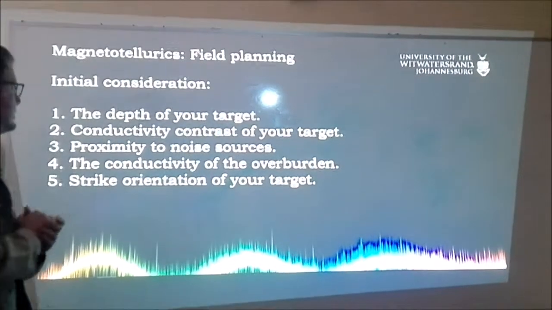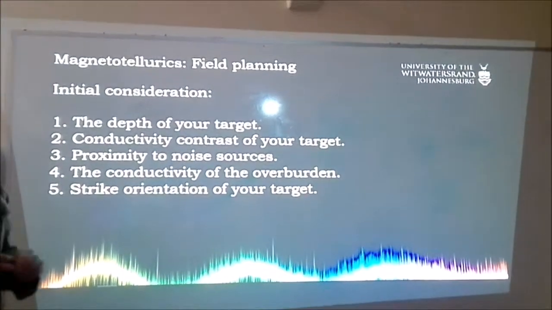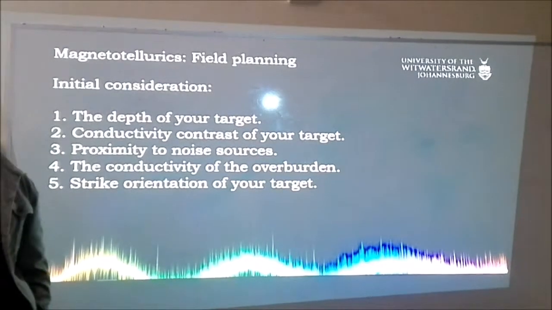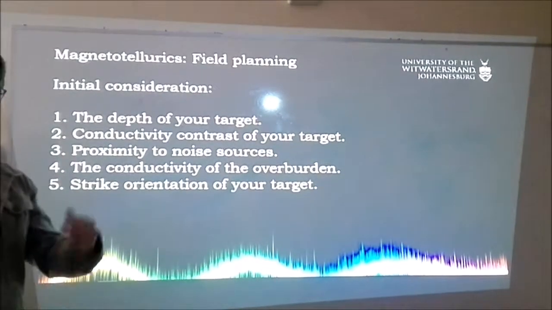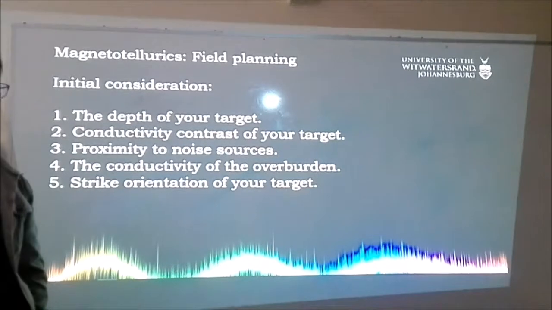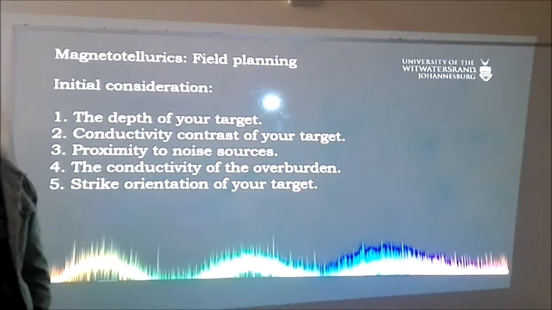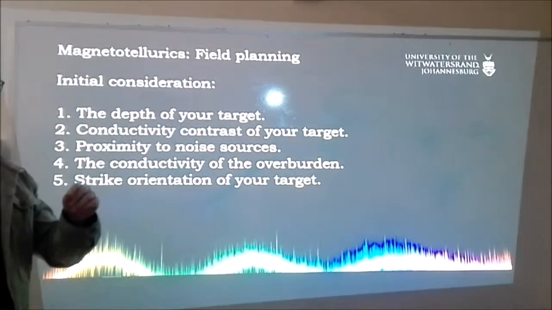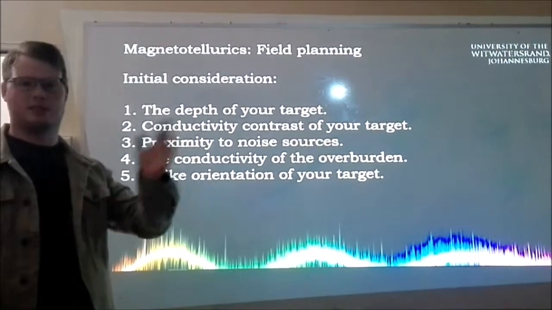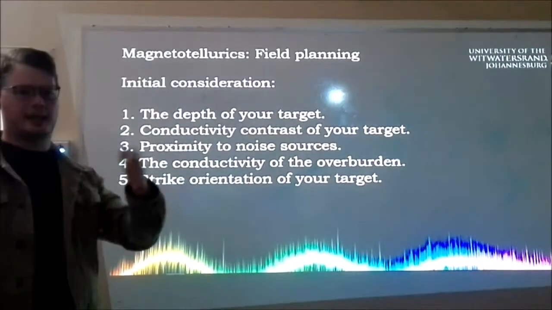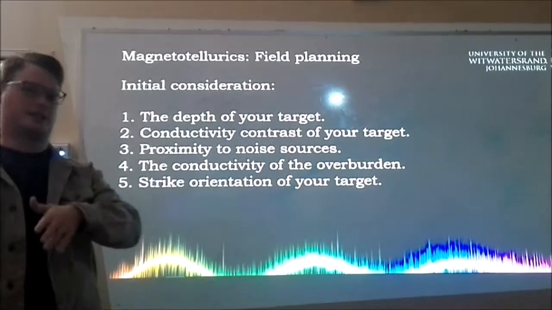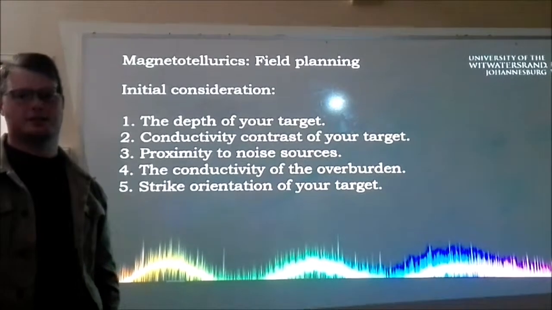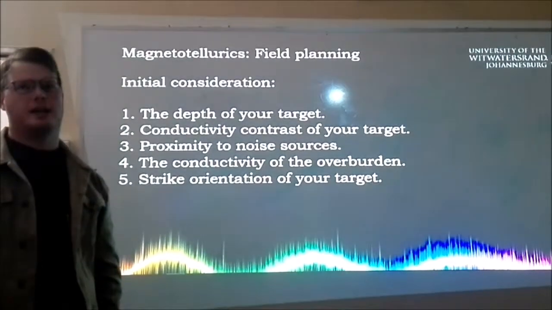Initial considerations: the first thing you have to think about is the depth of your target. This will depend on what type of frequencies, what bands, you'll be using in the MT systems. The second one is the conductivity contrast. Remember I told you in EM we're looking for conductors. Resistors look all the same for EM. They can have 1,000 ohm meters to 10,000 ohm meters and will look the same for EM. So ideally your target has to be some sort of conductor, okay?